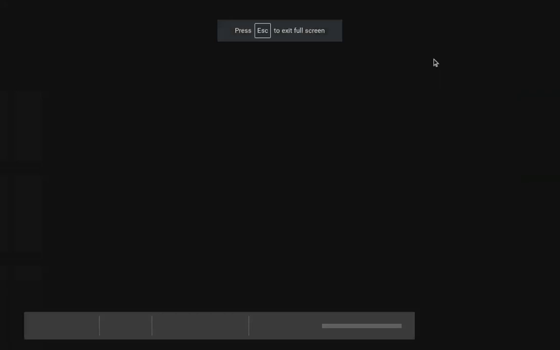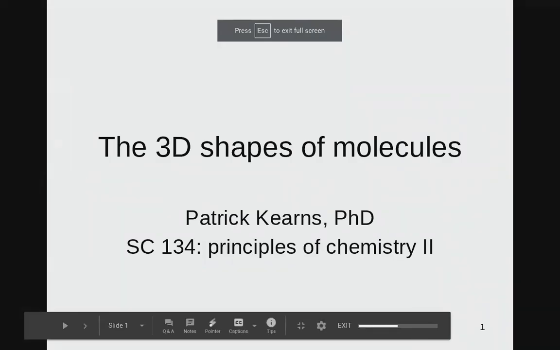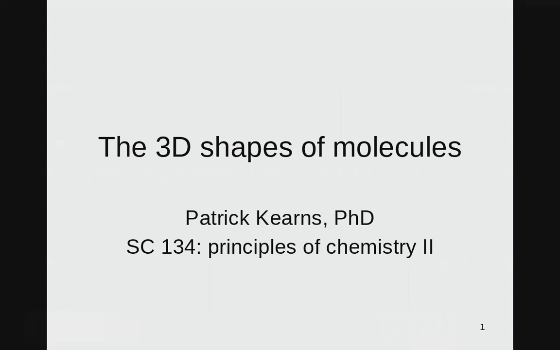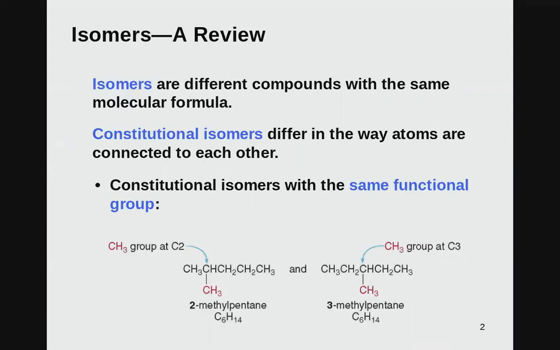And this is actually my least favorite part of all chemistry, and I'll explain why in a minute. But our next part of our lecture is going to cover the 3D shape of molecules. Just as a review, isomers are different compounds that have the same exact molecular formula. And constitutional isomers differ in the ways that our atoms are connected to one another.